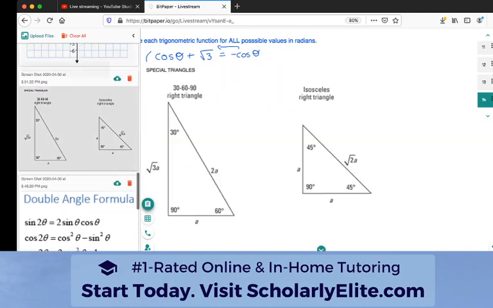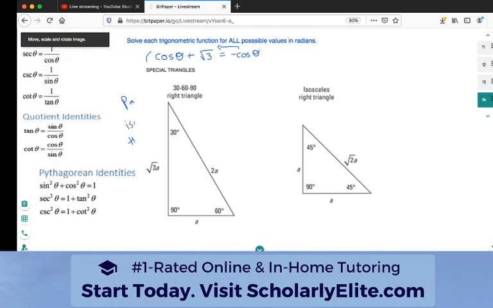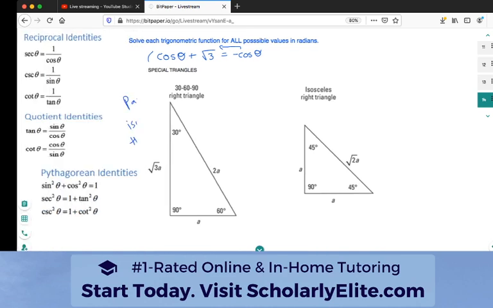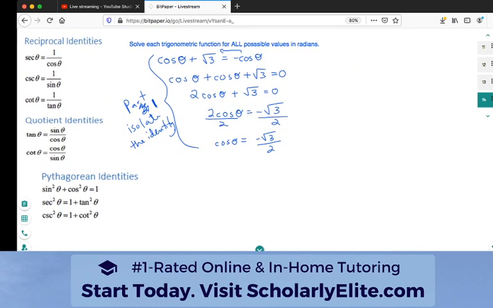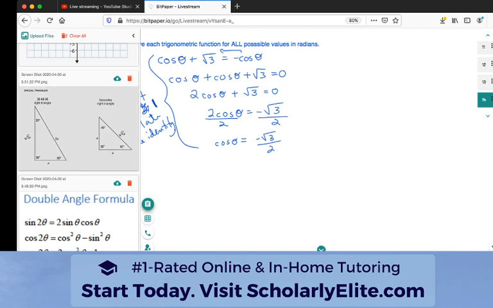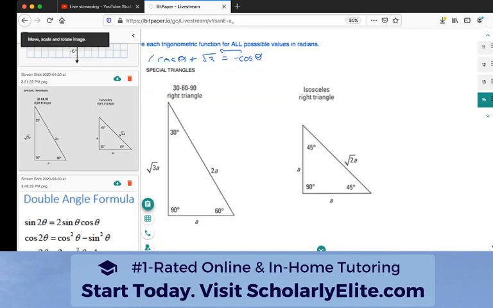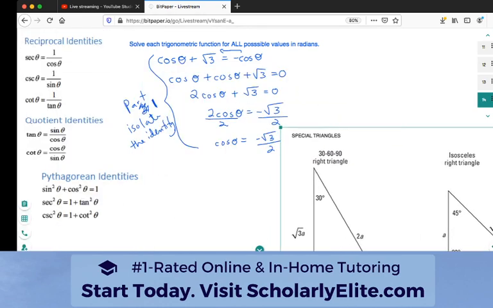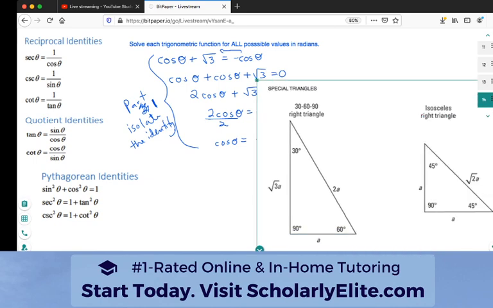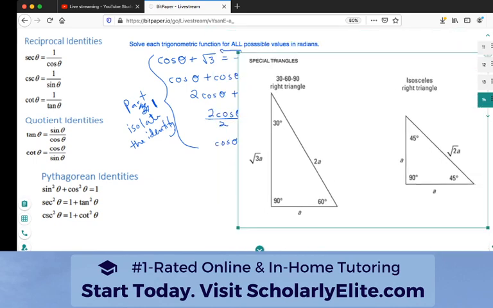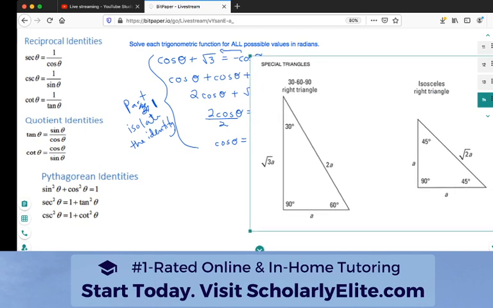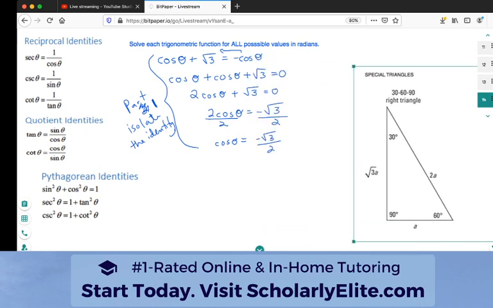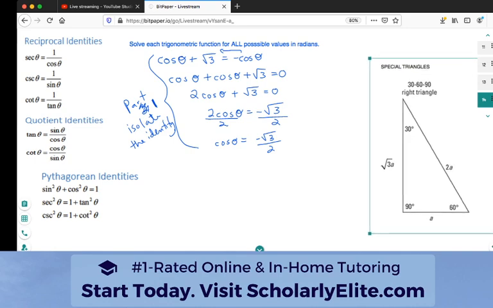If I could get my special triangles, that would be very nice. Oh, not what I was trying to do. Oh my goodness. Sorry guys, like I said, technology and I are not getting along today, but we are working on it. So in this case, I'm going to look at my two special triangles and see where I have something that has a root 3 in it, and automatically I can see that that's my 30-60-90 triangle. I'm just going to take a look at that one.